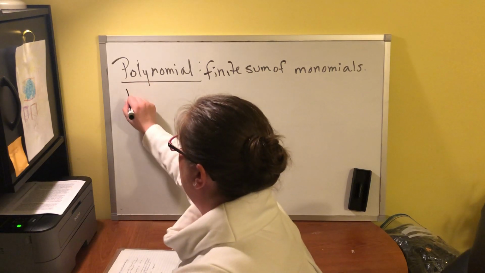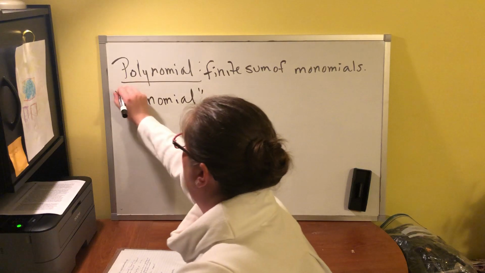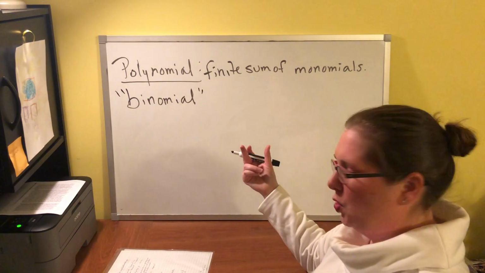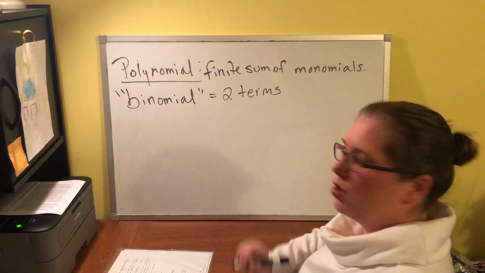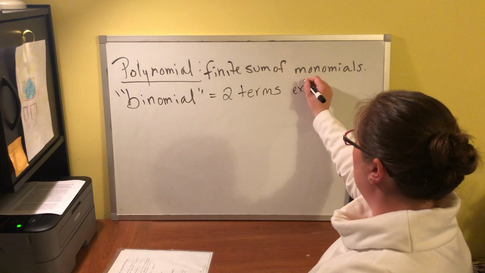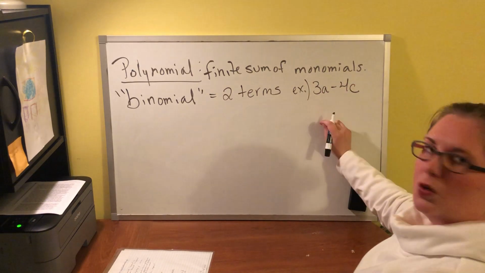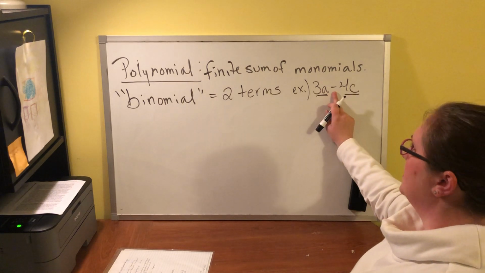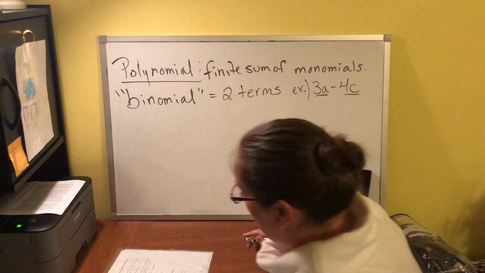So we have what is called a binomial, right? And if we break the word apart, bi means two. So this means that this has two terms, okay? So an example would be something like 3a minus 4c, right? This is the first term. This is the second term. So it's separated by the addition and the subtraction. Okay, so first term, second term.